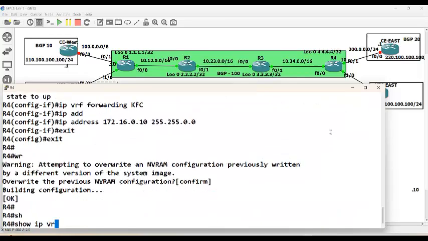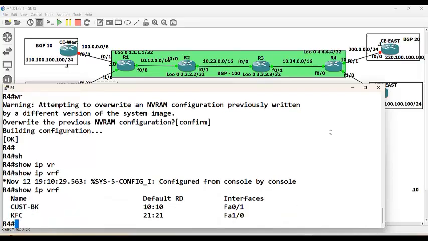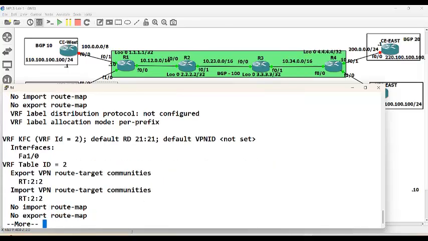Show ip vrf. You can see both the VRFs have got interfaces and route distinguisher. But if you wish to see the route target, then you have to say detail. Then you can even see route targets.